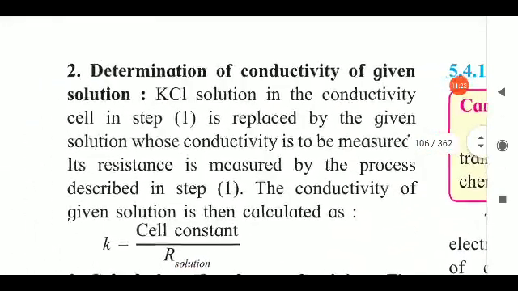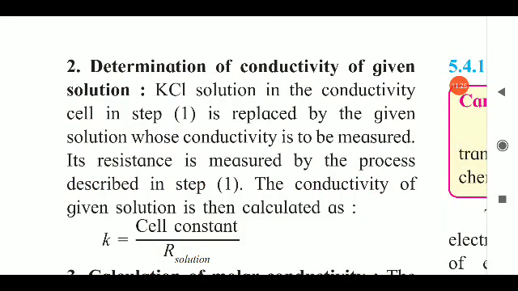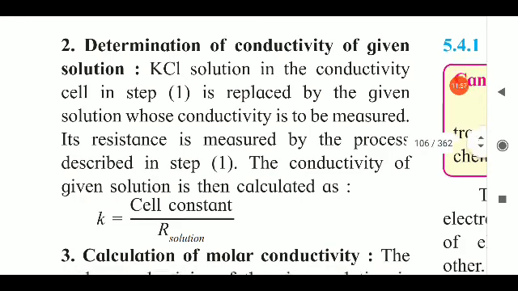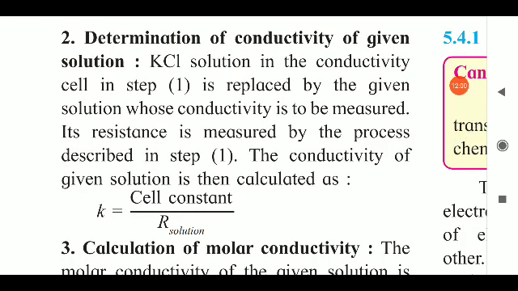Now students, determination of conductivity of a given solution. This is our next point which we are going to discuss here. The KCl solution in the conductivity cell in step 1 is replaced by the given solution whose conductivity is to be measured. Its resistance is then measured by the process described in step 1. By using that process, the conductivity of the given solution is then calculated. So this is the method for the determination of conductivity of a given solution.